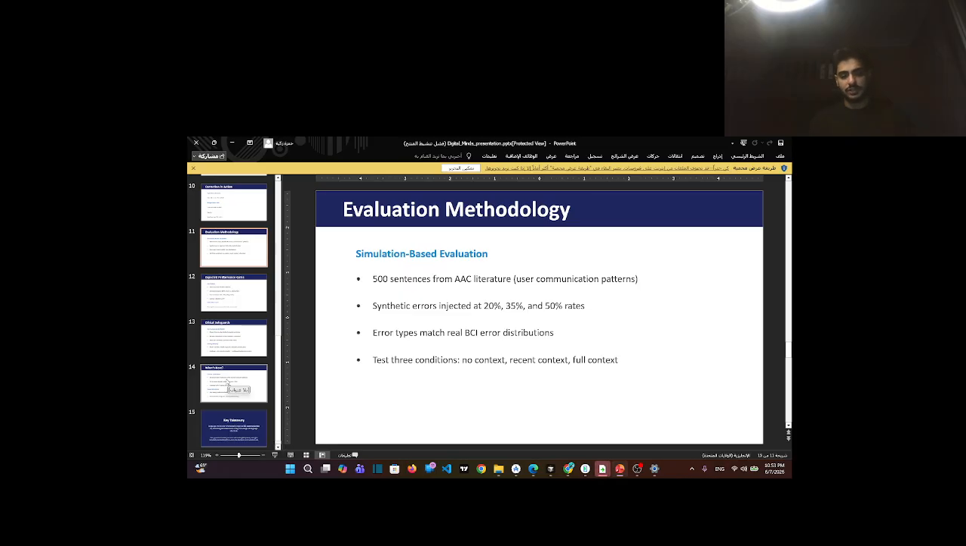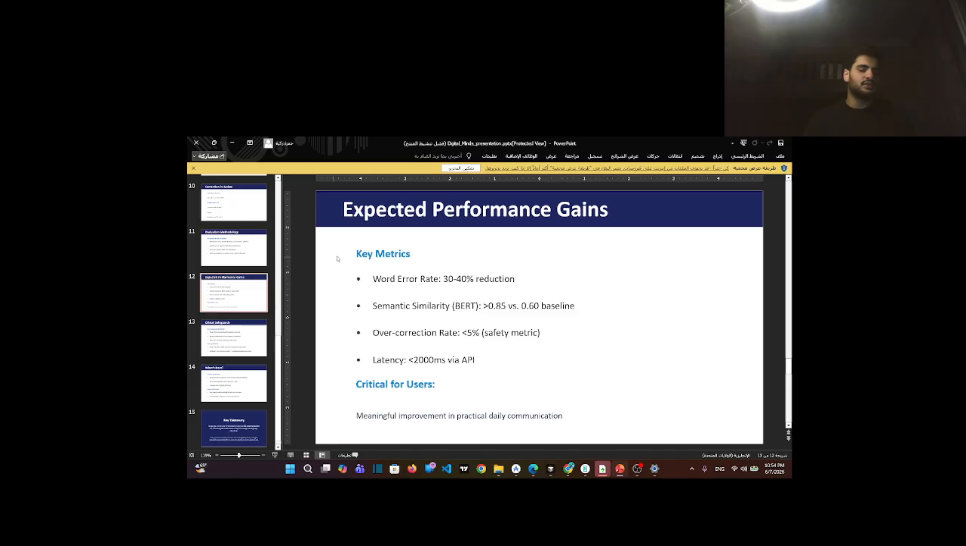We test three conditions. The first condition is corrected with no context. The second condition uses recent context. And the third condition uses full context. This allows us to measure how much conversation history helps the LLM correct noisy BCI output.